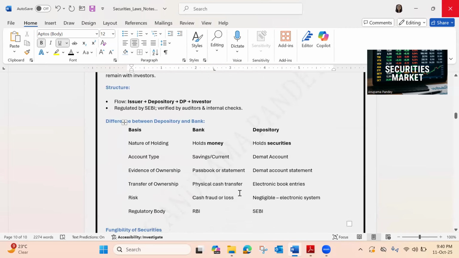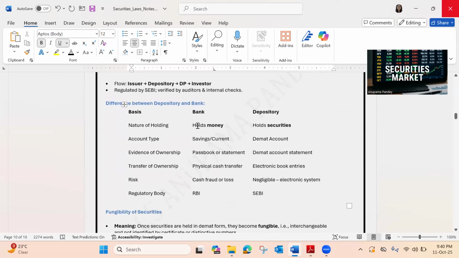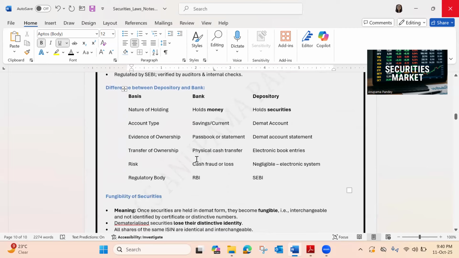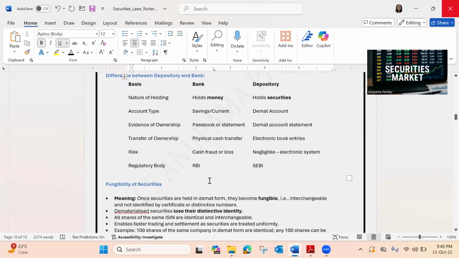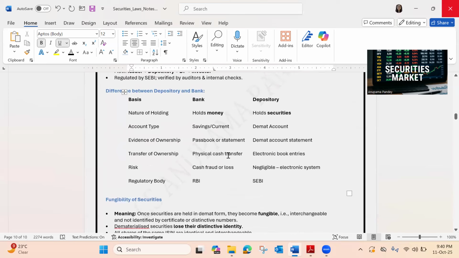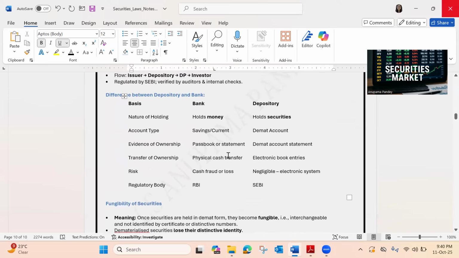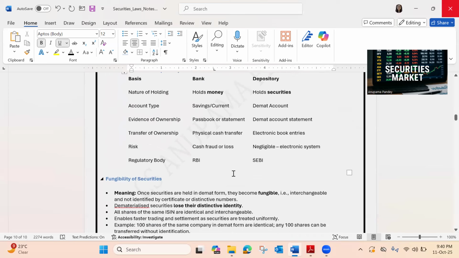Now here is a differentiation between your depository and bank, which is very basic. Just to give you a relationship between how banks and depositories are somewhat related but are different. Okay, so you can just give it a read.